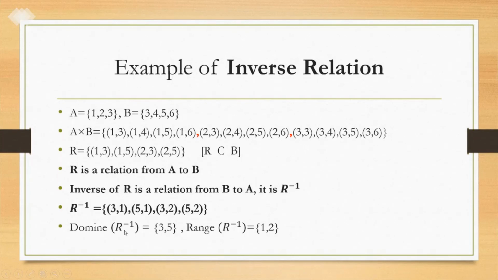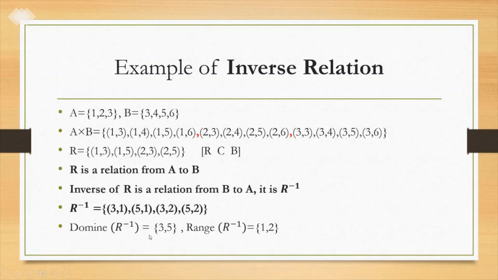So what is domain of R inverse? We collect first coordinates of R inverse. So we have 3, 5, 3, 5. Elements are distinct because it's a set, so we have 3, 5 only once. So domain of R inverse is {3, 5}, and range of R inverse is, we collect the second coordinates 1, 1, 2, 2. So the range of R inverse is {1, 2}. Domain of R inverse is {3, 5}, which is a subset of B. Range of R inverse is the set {1, 2}, which is a subset of A. So R inverse is a relation from B to A.